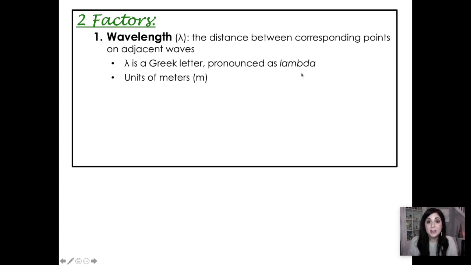And wavelength, if you think all the way back to unit 1, where we talked about the different base units, the base unit for length is the meter. Because we're literally talking about the distance between waves, that's also going to be in units of meters. The word wavelength literally has the word length in it. So we're always going to measure wavelength in units of meters.